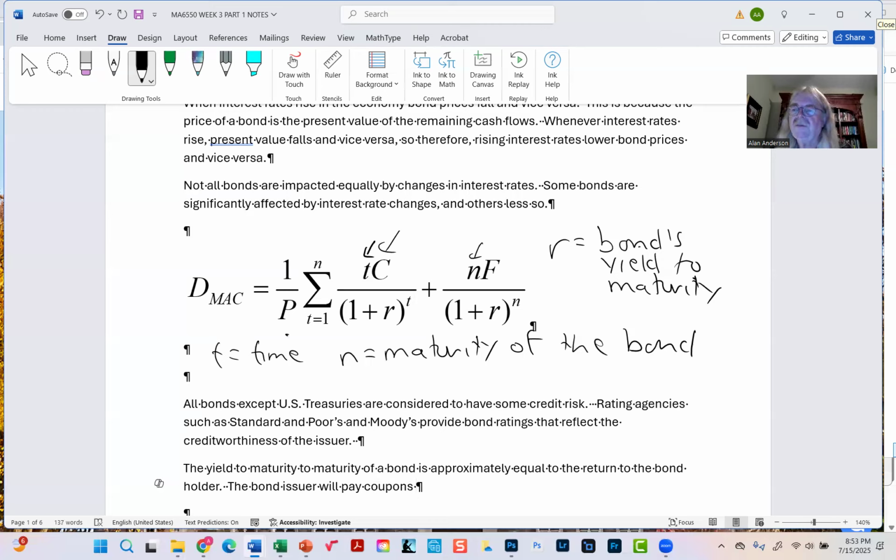And if they don't, of course, they would be hauled into bankruptcy court by the bondholder. And that's the main source of income. But another way in which we can make money with bonds is this.